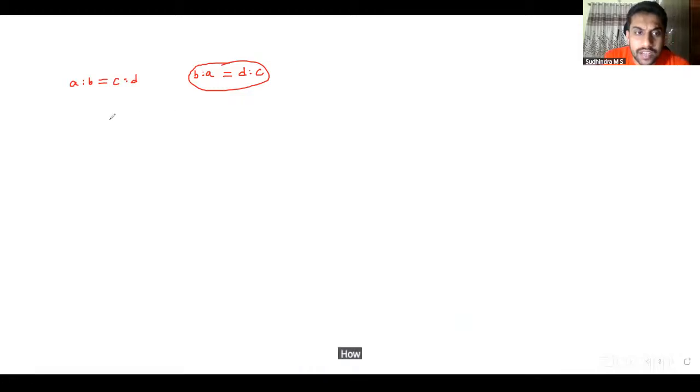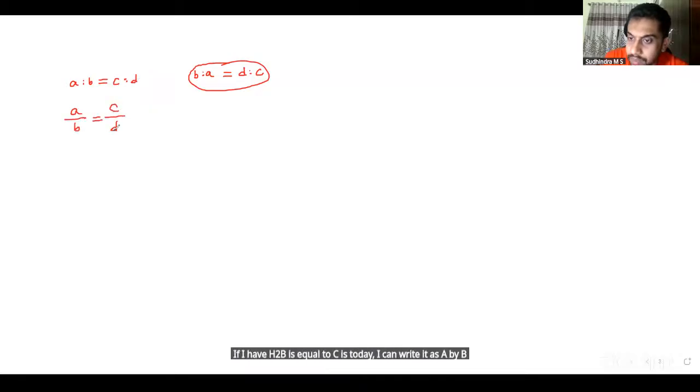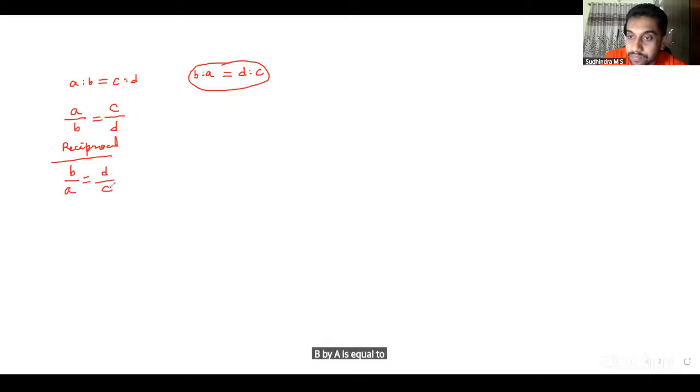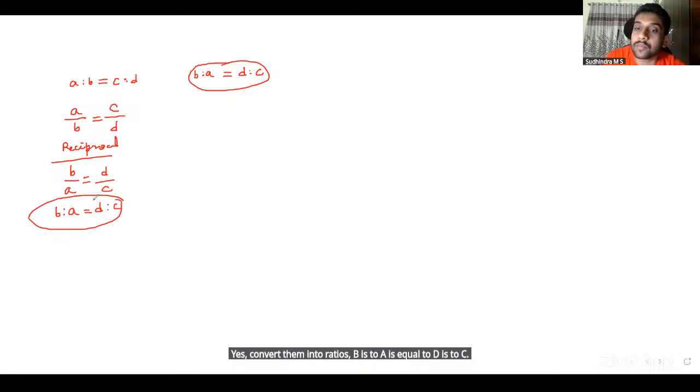How? If you want to understand the derivation, if I have A is to B is equal to C is to D, I can write it as A by B equals C by D. I'll take the reciprocal. What will I get? B by A is equal to D by C. Convert them into ratios: B is to A is equal to D is to C. The reciprocals are also in proportion.